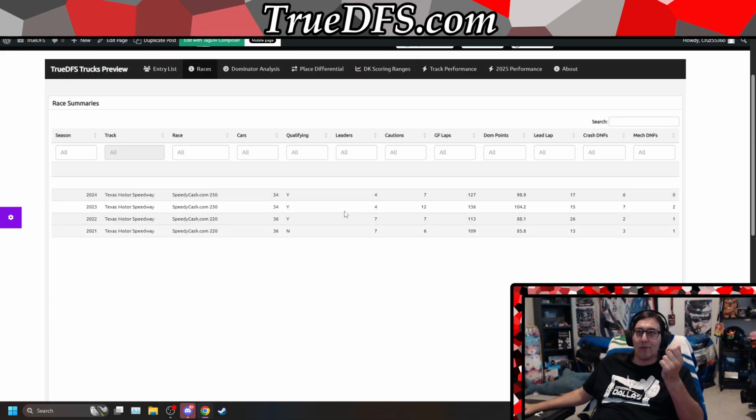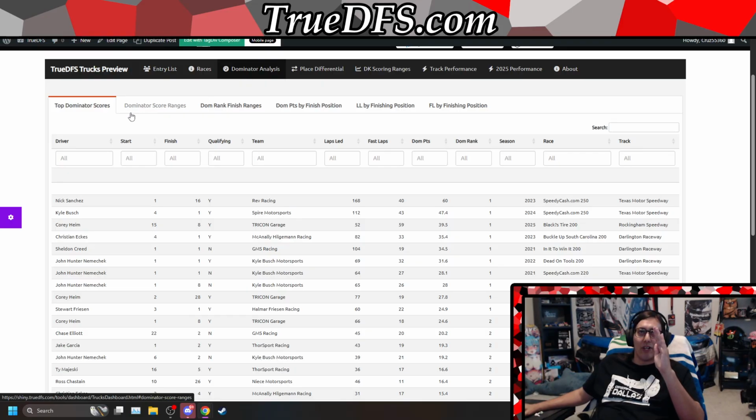You can see how many cars there were. You can see if there was qualifying, and you can see how many leaders we had, the amount of cautions, green flag laps, dominator points available in this race, the amount of people finishing on the lead lap, the amount of crashes due to DNFs, and then the amount of mechanical failures in these races to give you a quick idea of what happened in these races.